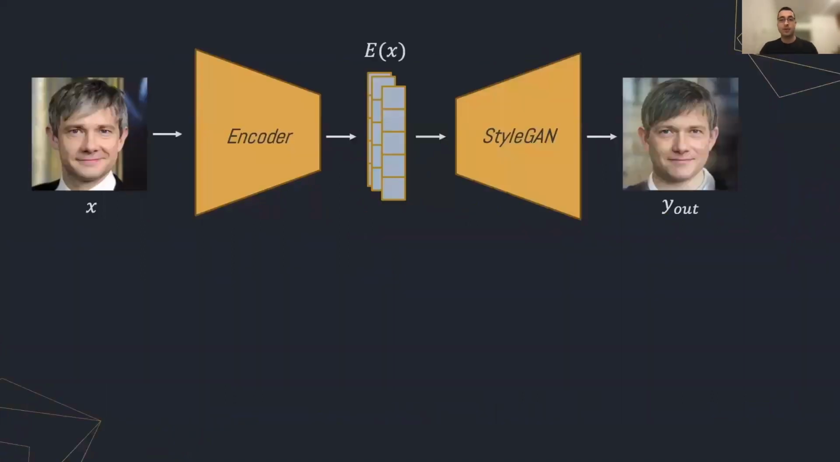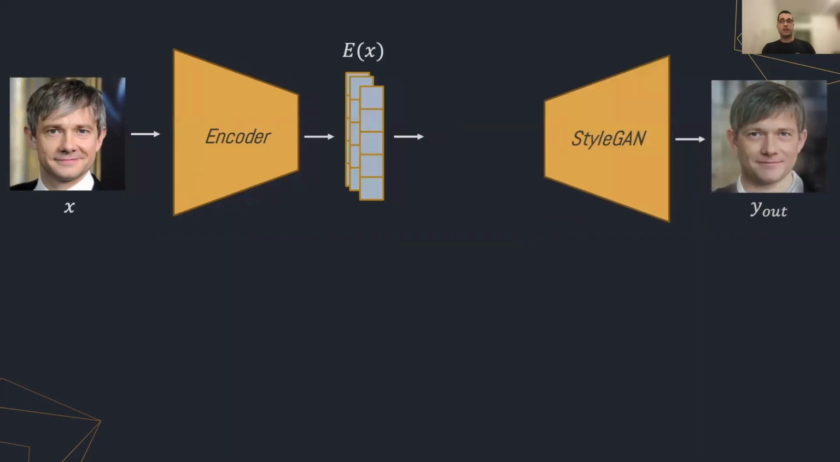Let's go back to our typical encoding scheme that we saw earlier with PSP. What we'll do is we'll take our original image, pass it to our trained encoder to get our latent representation E of X, and pass it to our trained StyleGAN generator to obtain the output image Y out that we see here on the right. But as you can see, there's still a lot of room for improvement. So with Restyle, we're going to do something a bit different.